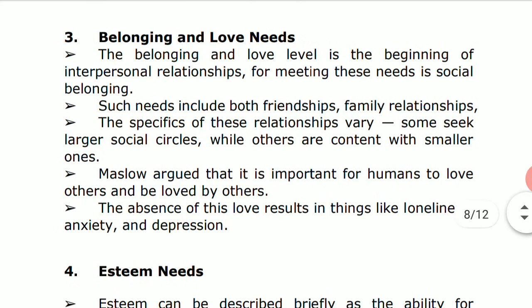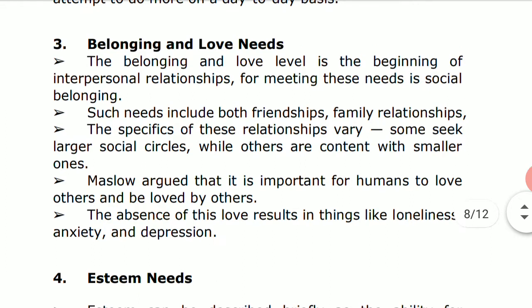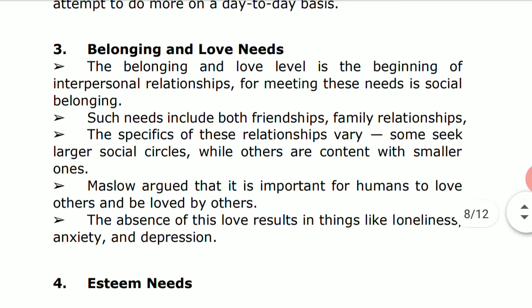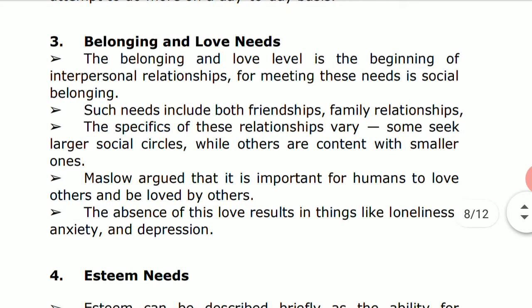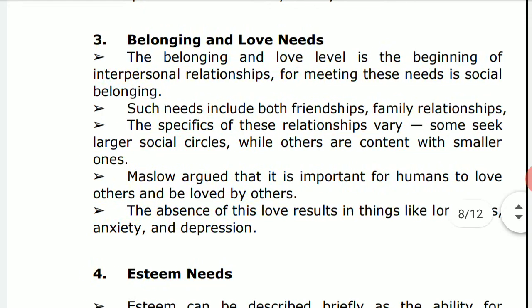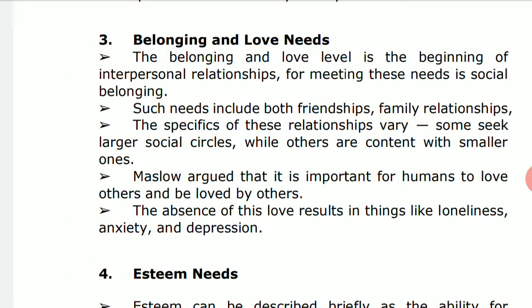Such needs include maybe friendship, family relationship, etc. The specifics of the relationship vary: some seek larger social groups, right, while others are contented many a times with similar ones, right.